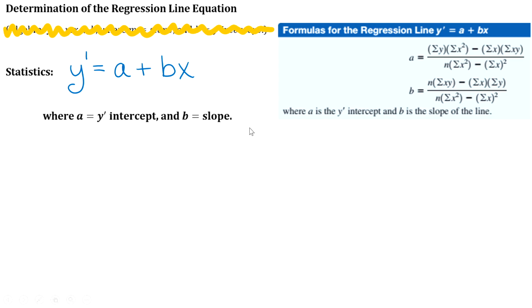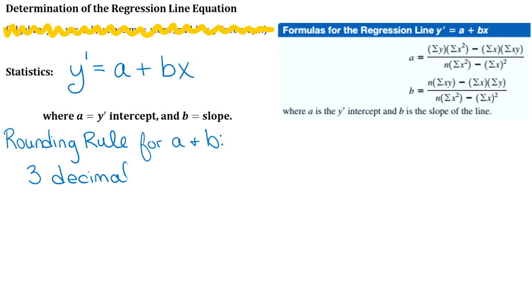Okay, how do you figure out a and b? Well, they're given for you over here with those formulas. And like I said, we're not going to figure that out on our own. I'll definitely show you how to just do that in the calculator. And if you want to just make a note, the rounding rule for a and b is that they both go to 3 decimal places.